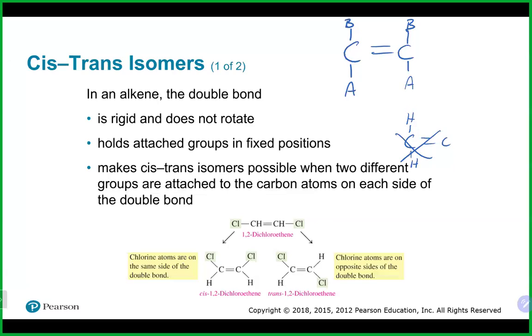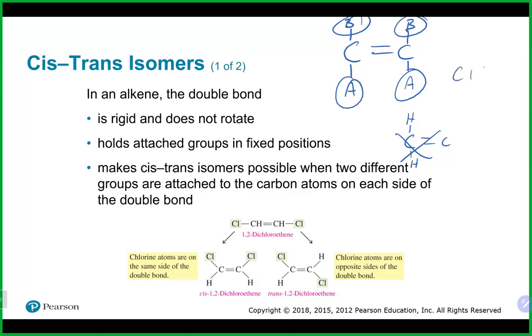So that's the first thing. You've got to have different groups on each of the carbons in the double bond. The second thing you need is a group on each of those carbons that are the same. So in this case, we have an A and an A. Those are the same on opposite carbons in the double bond. And even in this case, we could look at B and B, which are also the same. And they're on the same side or opposite sides of the double bond? Either one, you could actually look at either one in this case.